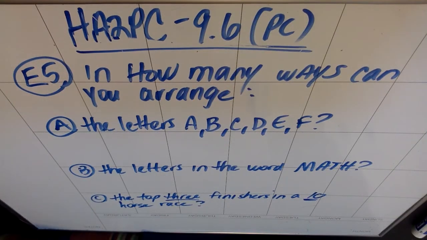This is Honors Algebra 2 Pre-Calculus. We're doing section 9.6 in Pre-Calculus, which is counting principles. So let's talk about E5.